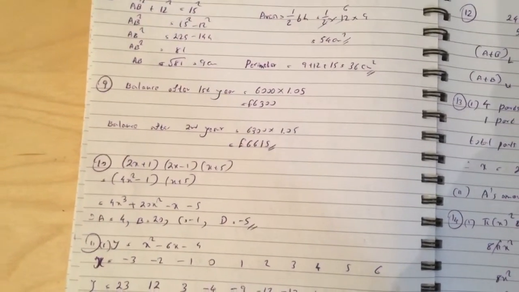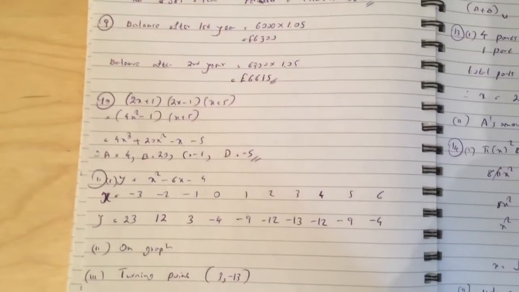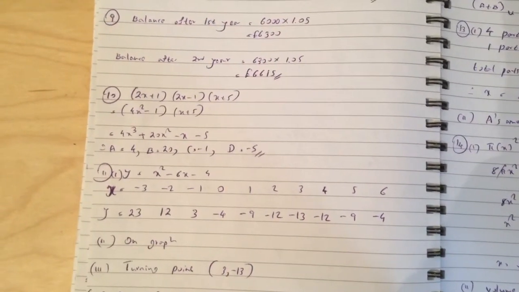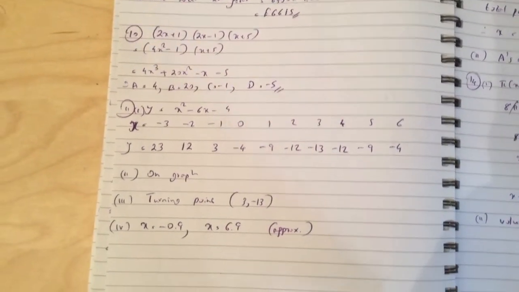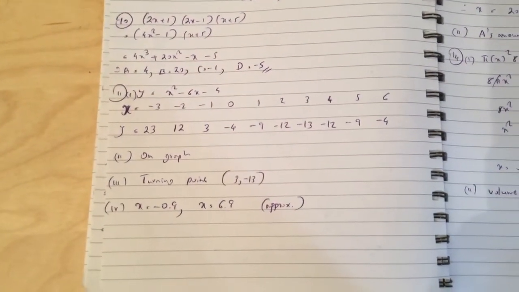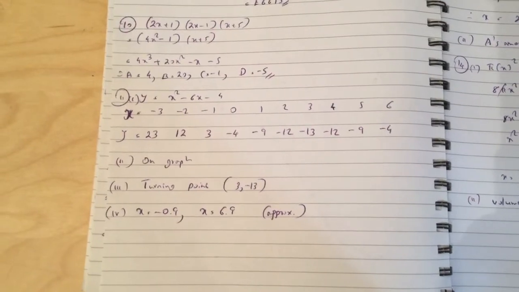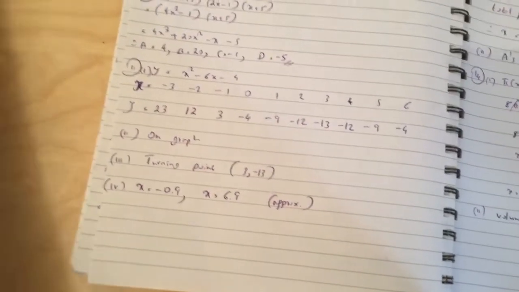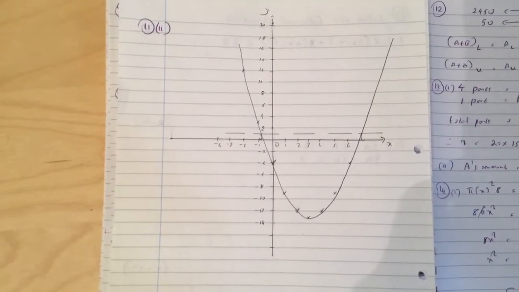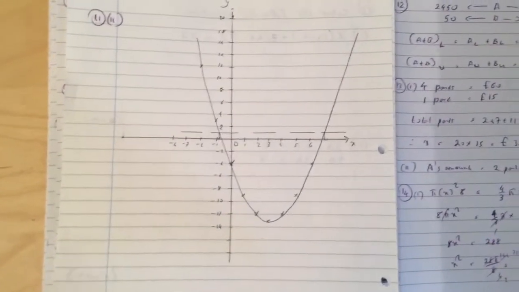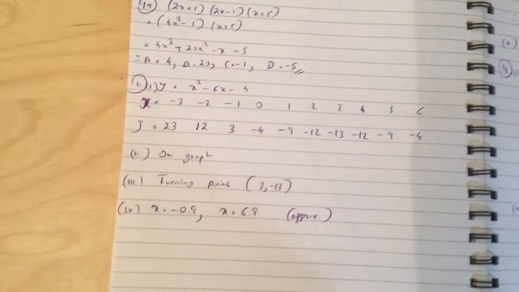I just multiply it direct. Question 10, it's just opening the brackets, and you have to write down what A, B, C, D is. Question 11 is the graph question. So you complete the y row, and then you draw the graph, which is going to be this diagram here. You can see. Once you've drawn the graph, you will work out the turning point.